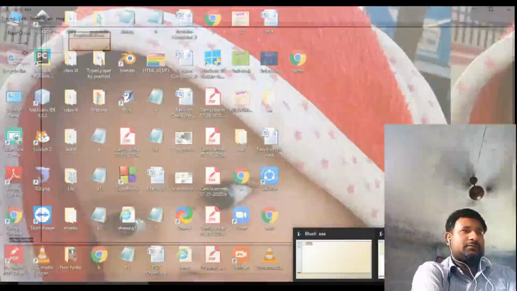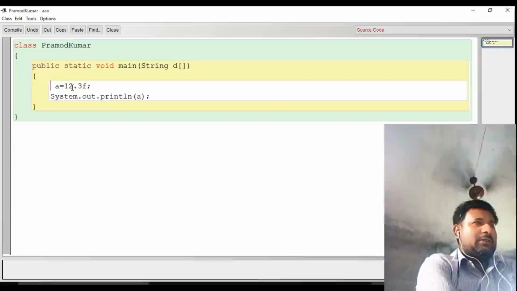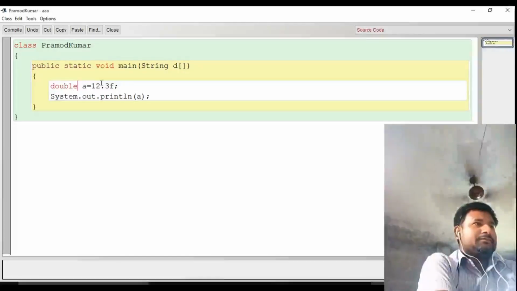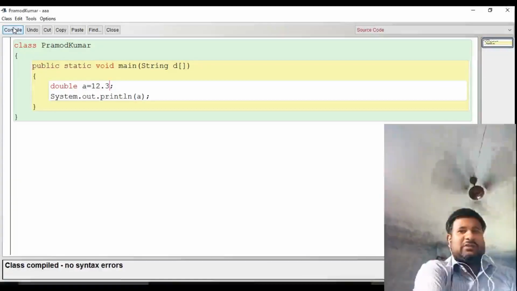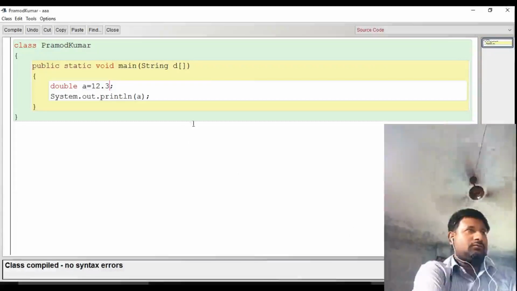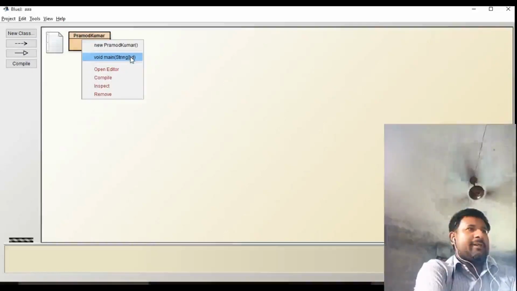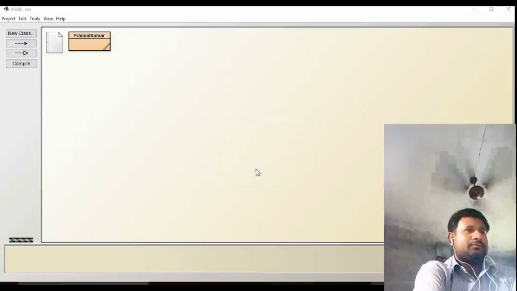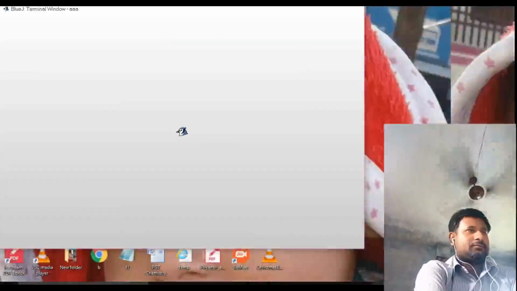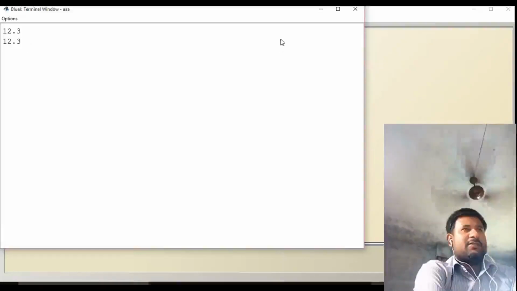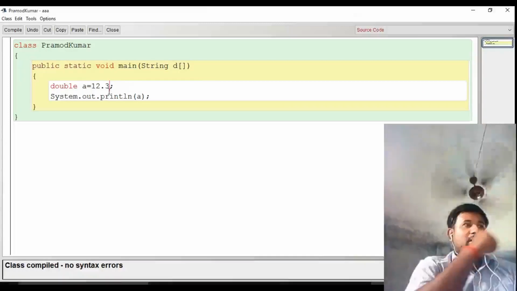But what if I make it double? Then there is no need to write the f. Just compile it. This is compiled, and after that just run this code. Wait, you will get the answer. You get 12.3 at the end. So basically there is no error if you write it as double.